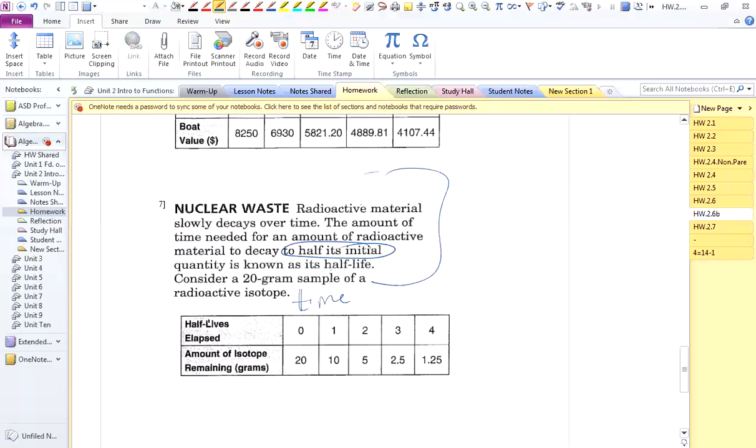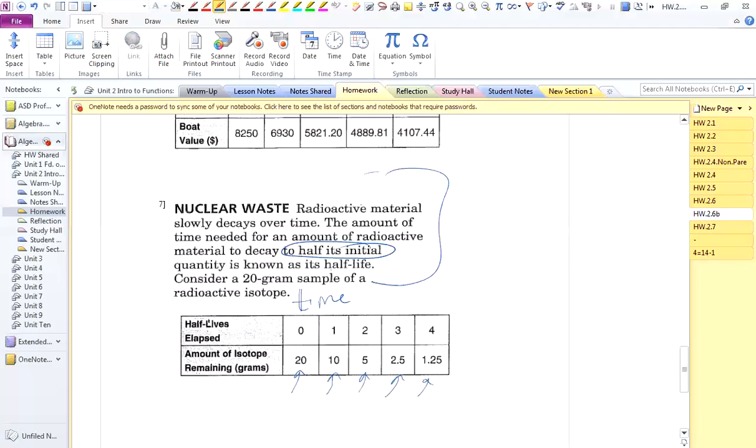Okay. So they count the time in half-lives, but you just need to really understand that it's time 0, 1, 2, 3, and 4. So at time 0, you start with 20 grams of material, right? And then at time 1, after 1 half-life has passed, you have 10 grams of material. At 2, you have 5 grams, then 2.5 grams, then 1.25 grams.